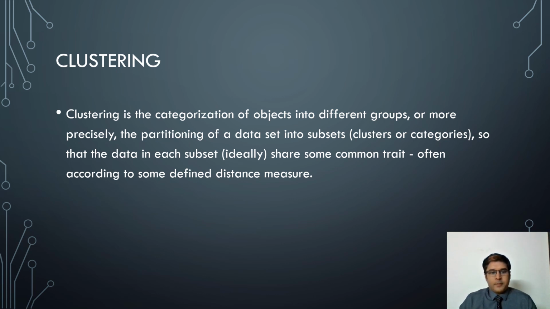So basically clustering is the classification of objects into different groups where each group or subset, in other words cluster or category, has particular traits or properties common to the elements of that group or cluster, and this is done often according to some defined distance measure, which we will discuss in coming slides.